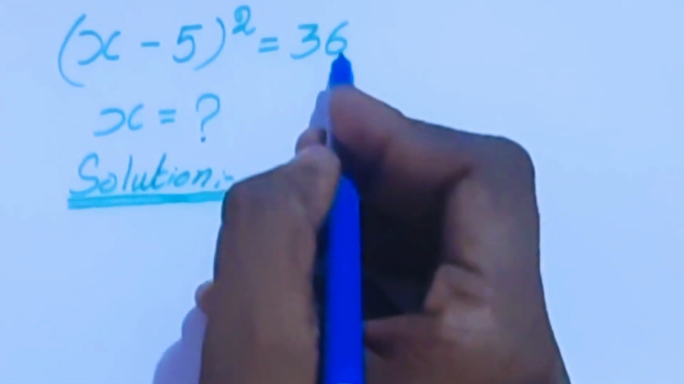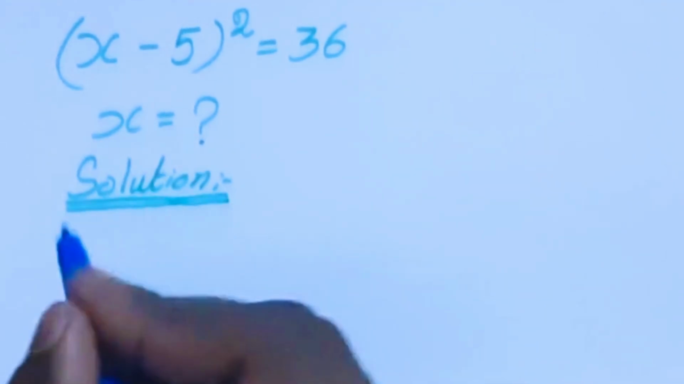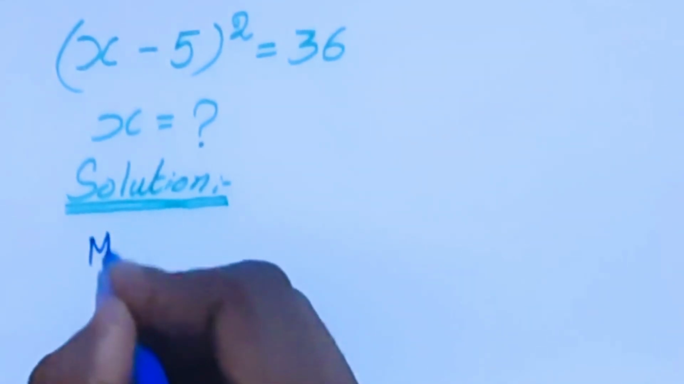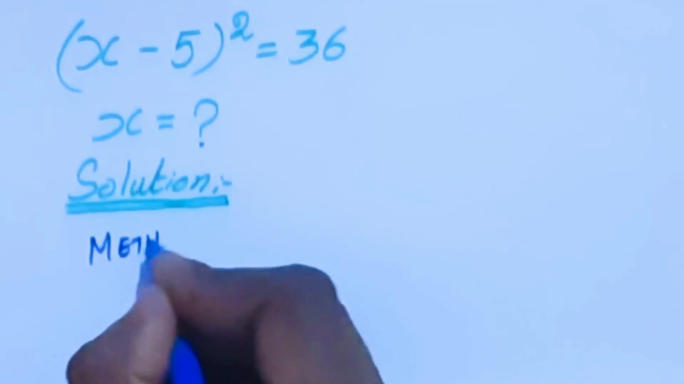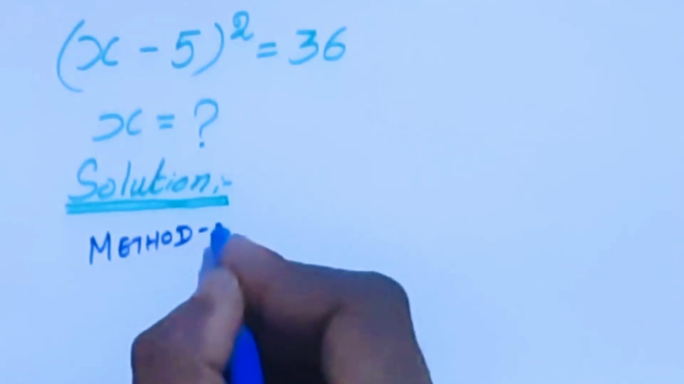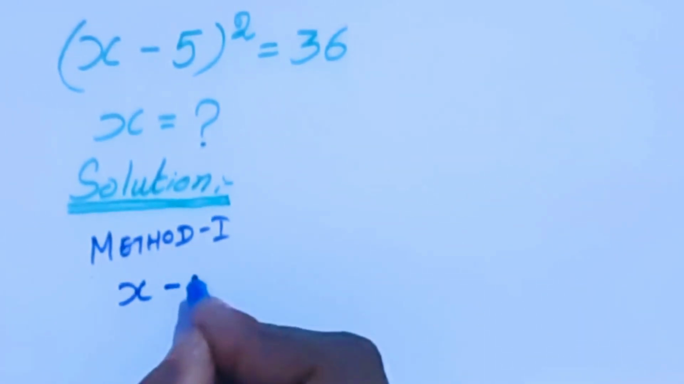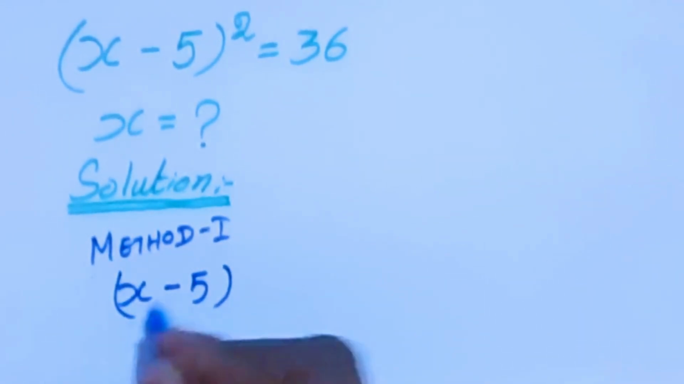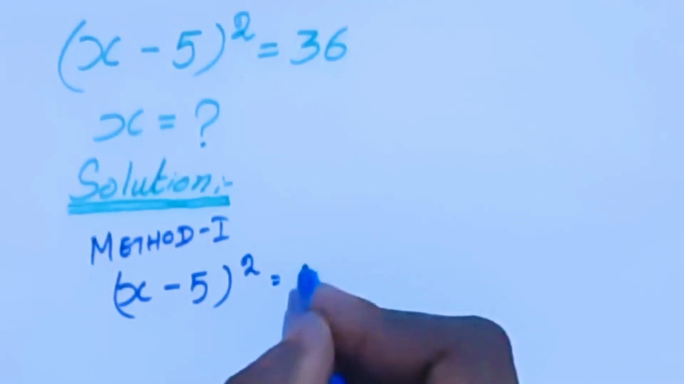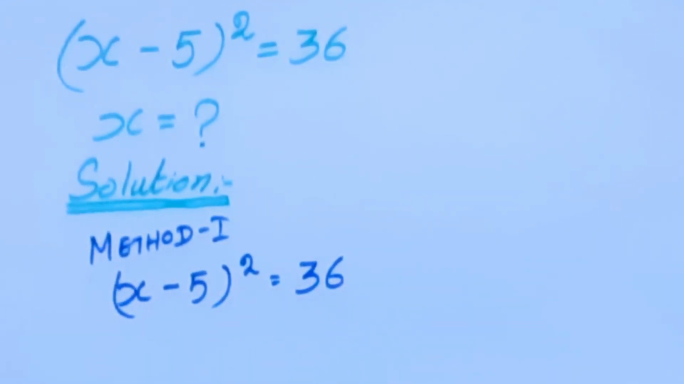Today we are going to solve this problem to find the x value. Solution in first method. Method 1. Now (x minus 5) whole power 2 equal to 36.